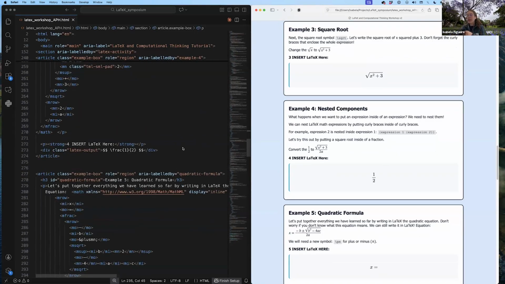So on line 273 is where we're going to write our equation. Currently we have the backslash frac, left brace 1, right brace, left brace 2, right brace. And here, let's replace the numerator and the denominator with a square root and the 2a. I'll give you guys a minute to try that yourselves. Let me know if you have questions.